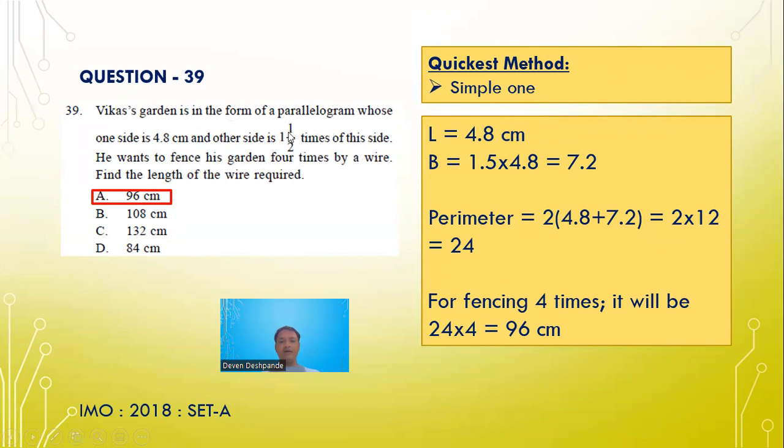What is the breadth? Breadth is 1.5 times this side, 1.5 times of 4.8. What is 1.5 times? It is 1.5 into 4.8, which is 7.2. Perimeter is 2 into L plus B, length plus breadth. So 4.8 plus 7.2 is 12. So 2 into 12 is 24 centimeter. And if you want to fence 4 times, it is 24 into 4. 24 into 4 is 96 centimeter. Length of the wire required is 96 centimeter.